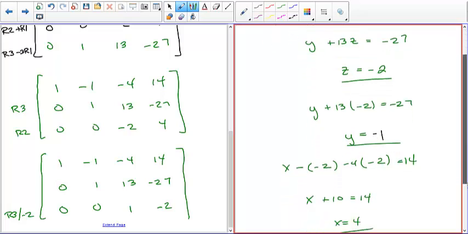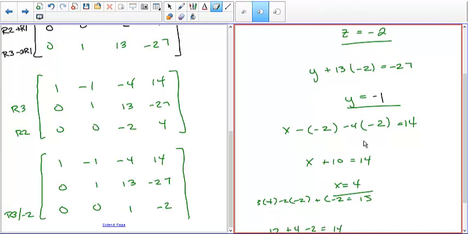And then we stick in negative 1 here. And so this becomes, here we have 8 plus 1 is 9, plus 9. So we subtract 9 from both sides and we get 5. So that's the solution.